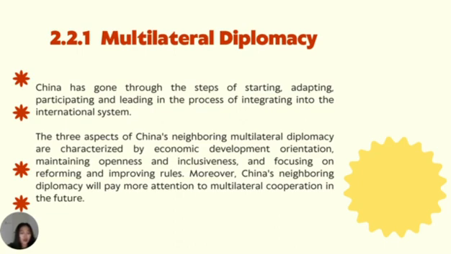It refers to the interaction of three or more actors in international relations in permanent or special, global or regional international organizations and international conferences. China has gone through the steps of starting, adapting, participating, and leading in the process of integrating into the international system. China's neighboring multilateral diplomacy is characterized by economic development orientation, maintaining openness and inclusiveness, and focusing on reforming and improving rules. Moreover, China's neighboring diplomacy will pay more attention to multilateral cooperation in the future.